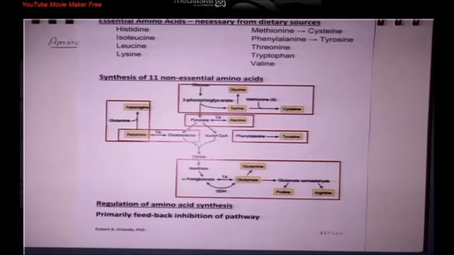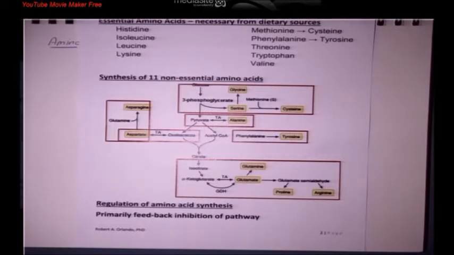Now, there's a few simple pathways that you already know. So if you want to make the amino acid alanine, you're going to extract carbons from the energy pathway in the form of pyruvate. And then you're going to use ALT, alanine transaminase, to add an amino group onto the pyruvate. You get alanine. Boom! Very easy. That's synthesis of alanine.